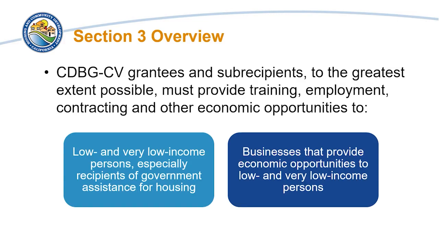CDBG-CV grantees and subrecipients, to the greatest extent possible, must provide training, employment, contracting, and other economic opportunities to low and very low income persons, especially recipients of government assistance for housing, as well as businesses that provide economic opportunities to low and very low income persons.